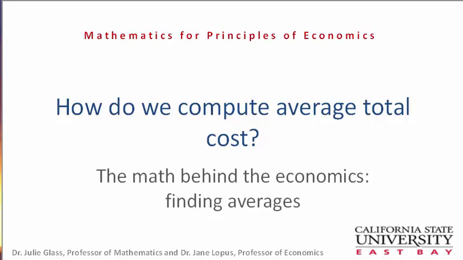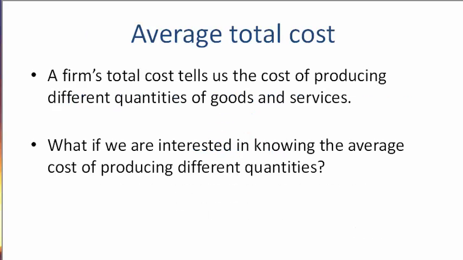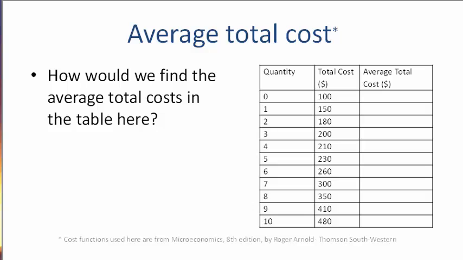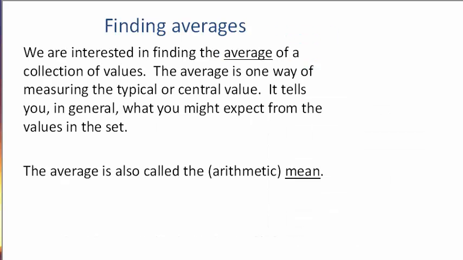The topic of this video is how do we compute average total cost? And the math behind the economics is finding averages. Recall that a firm's total cost, fixed and variable cost, tells us the cost of producing different quantities of goods and services. But what if we're interested in knowing the average cost of producing these different quantities? In the table here, we have a column for quantity produced and a column for total cost. So how would we find the averages?